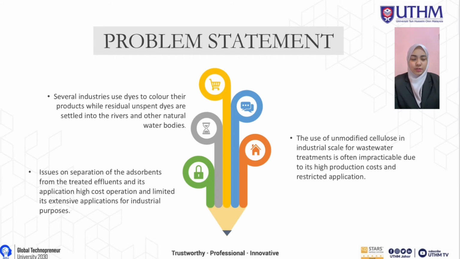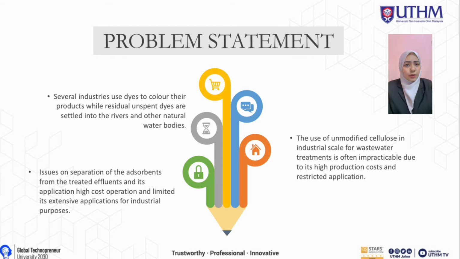Cellulose is a structure to remove dyes in water. Cellulose is the main structure in plant walls, the most plentiful natural resource on earth. The use of unmodified cellulose on an industrial scale for wastewater treatment is often impracticable due to its high production cost and restricted application. The problems with separating the adsorbent from treated effluents and applying them to a continuous flow system not only consume a huge number of operations but also limit its industrial application.